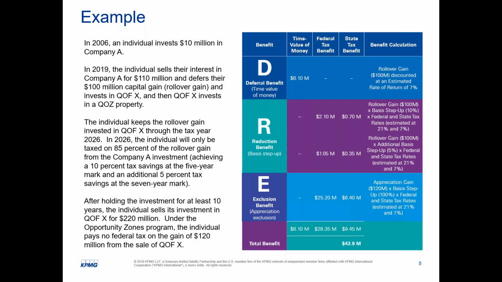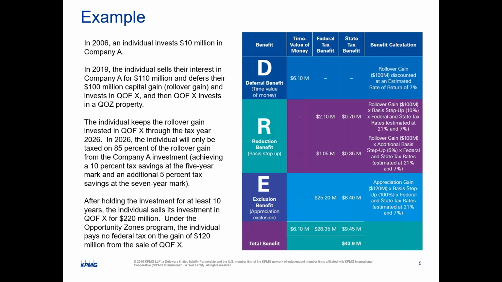So let's start. In 2006, an individual investor who's a taxable investor invests $10 million in company A. In 2019, that individual sells his interest in company A for $110 million. Therefore, he had a $100 million gain on that investment. He's a good investor, this guy or lady. That's going to be our rollover gain.